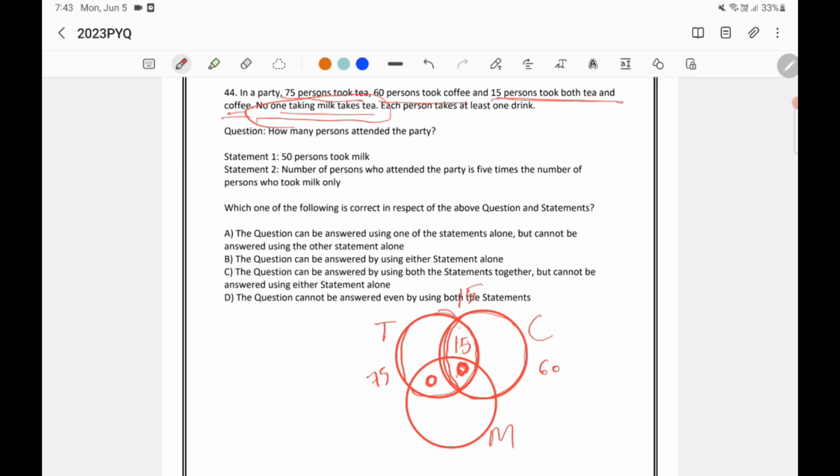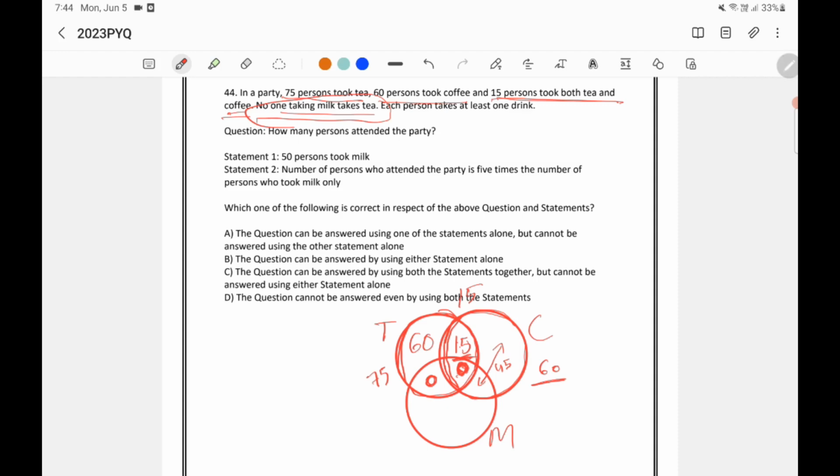So we have written like this. Now we know that in the circle of T total is 75. So 15 already we have written. So T alone will be 60. The persons who are taking T alone will be 60. Now the circle of coffee is having 60% and 15 we have already written here. That means this will be having a total of 45. Okay. So now let us see, the question is how many persons attended the party. We need to find out the persons who attended the party.